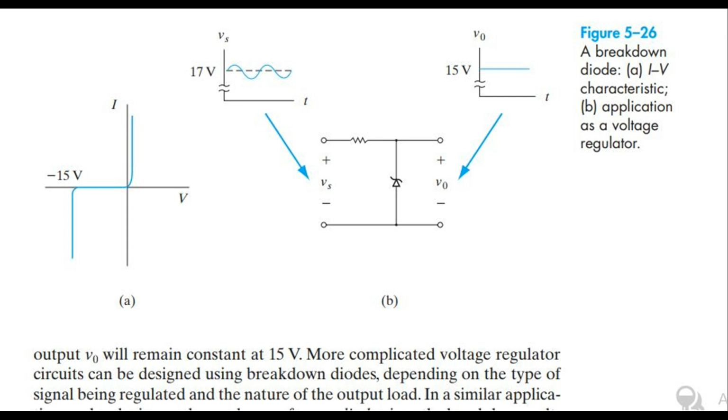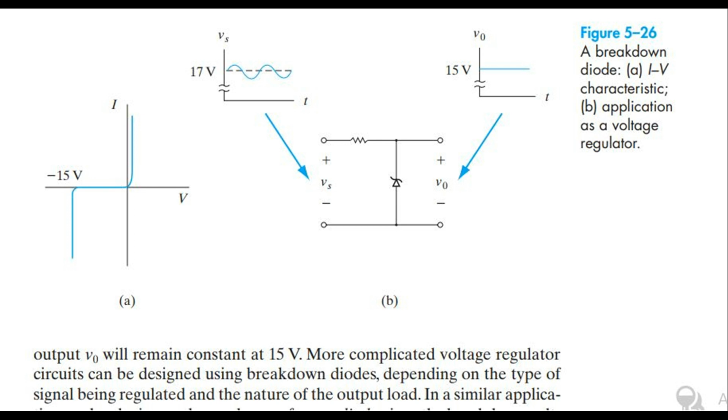In a similar application, such a device can be used as a reference diode. Since the breakdown voltage of a particular diode is known, the voltage across it during breakdown can be used as a reference in circuits that require a known value of voltage. Figure 5-26: A breakdown diode. A, current-voltage characteristic. B, application as a voltage regulator.